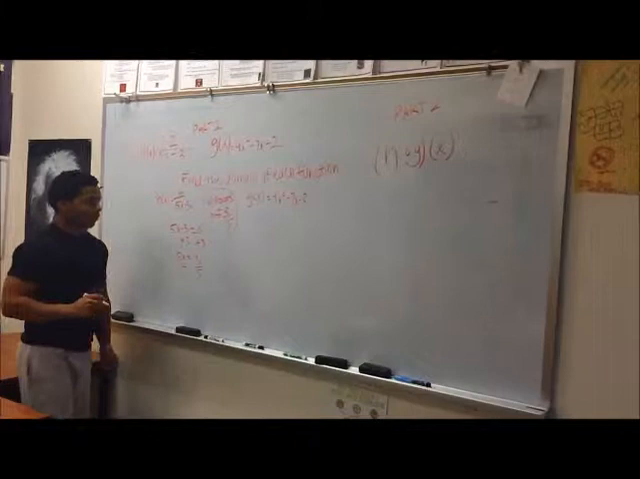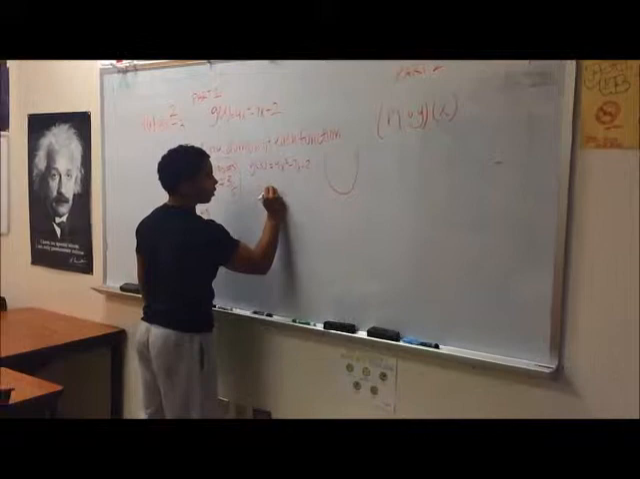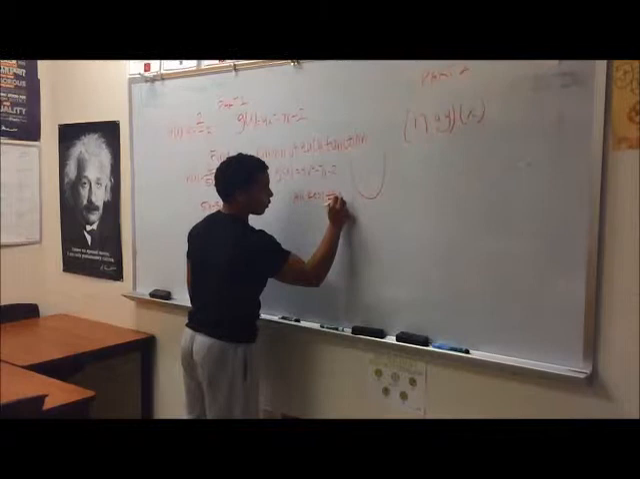For the next one, we have a quadratic, 4x squared minus 7x minus 2. So therefore, this is going to be a parabola, which looks like this. So there's going to be no restrictions. So this is going to be all real numbers, no restrictions. And that's it for part one.